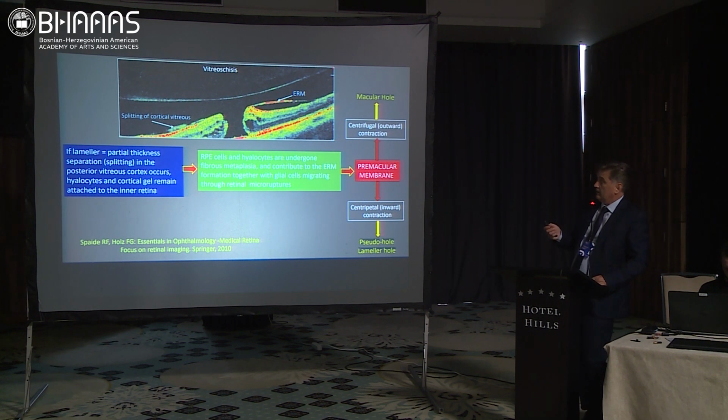In that case, in lamellar partial thickness separation, splitting in the posterior vitreous cortex occurs, and hyalocytes and cortical gel remain attached to the inner retina. Retinal pigment epithelium cells and hyalocytes undergo fibrous metaplasia and contribute to ERM formation, together with glial cell migration, that produce a premacular membrane. If the premacular membrane undergoes centrifugal outward contraction, it produces a macular hole.